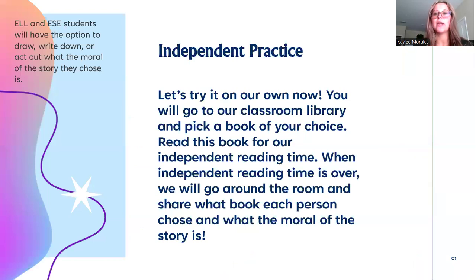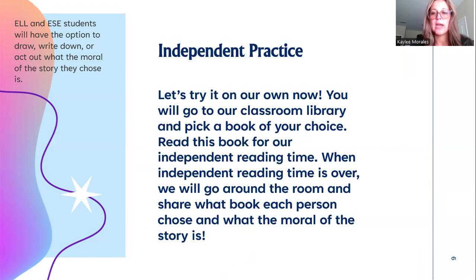All right, guys, you did a great job collaborating and practicing together. Those presentations were amazing. So now you guys are going to do some independent practice. You are going to go to the classroom library and pick out a book of your choice. You're going to read this book for your independent reading time.